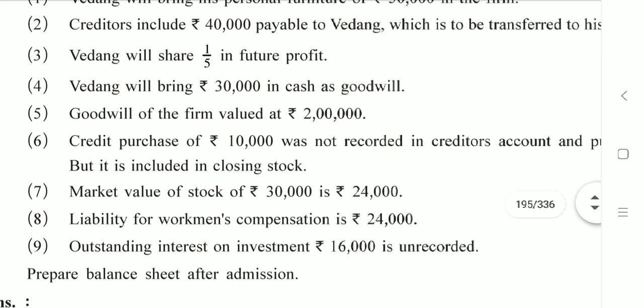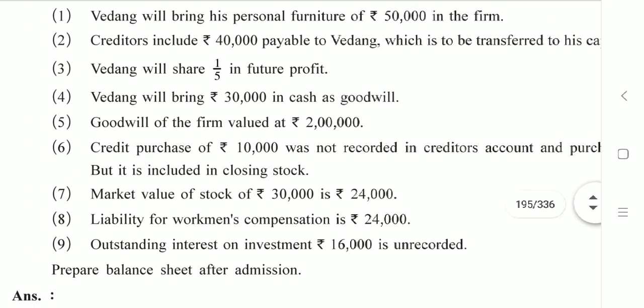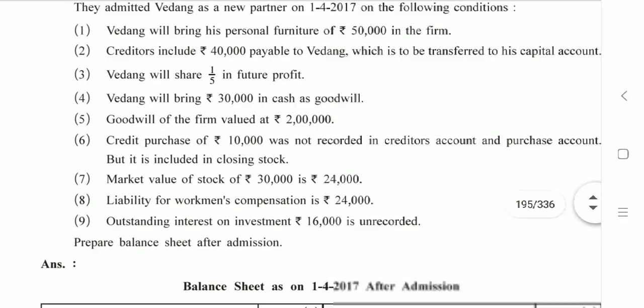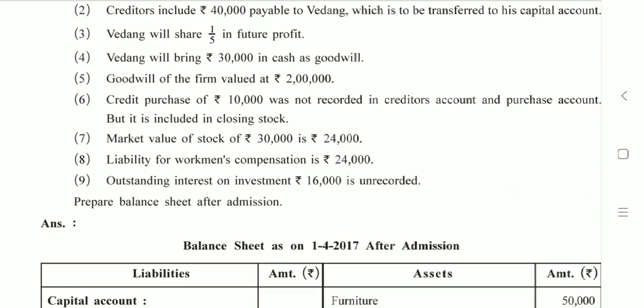Sixth, credit purchase of rupees 10,000 was not recorded in creditors account and purchase account, but it is included in closing stock. Credit purchase is always related with creditors. So you have to put a tick mark on creditors again and write down 6 over there. Please do this if you are solving the sum along with me while watching this video. Then market value of stock of rupees 30,000 is rupees 24,000. Stock पे tick करके write down 7 over there.